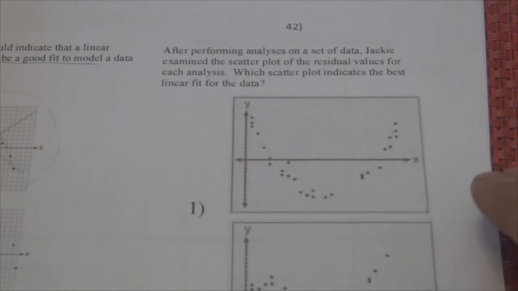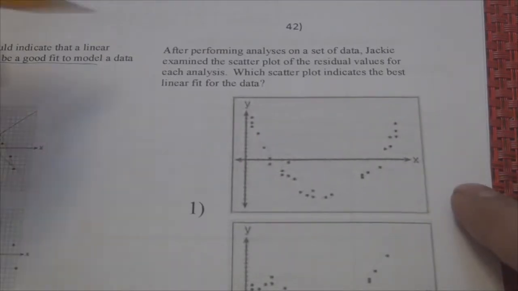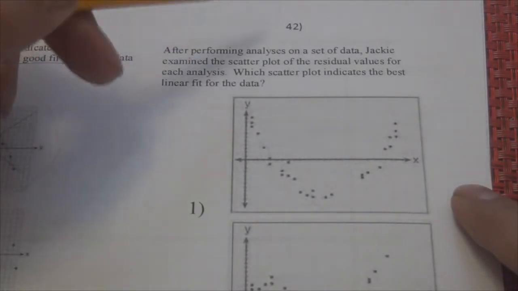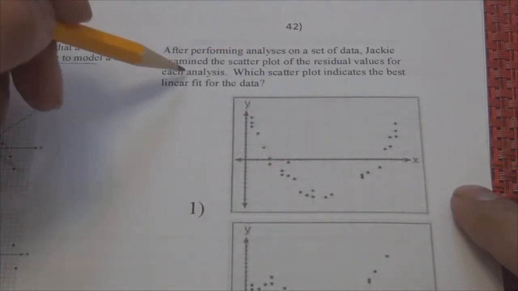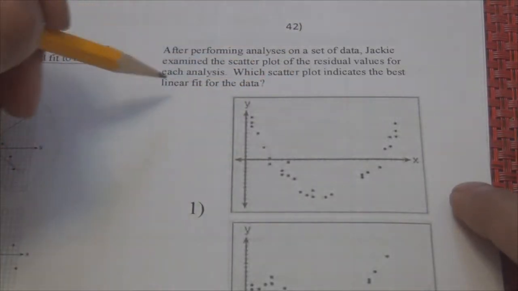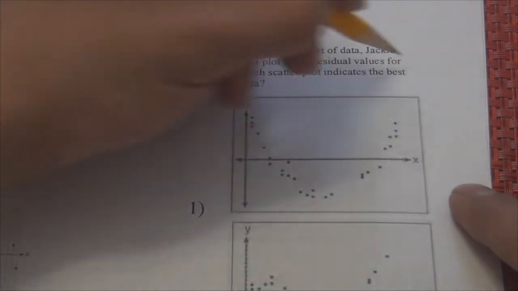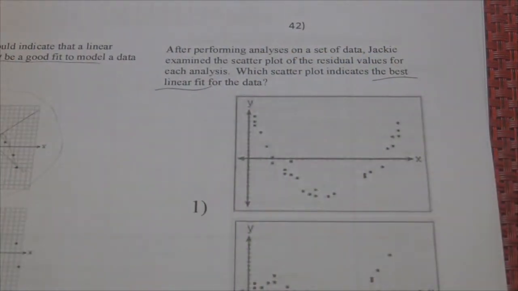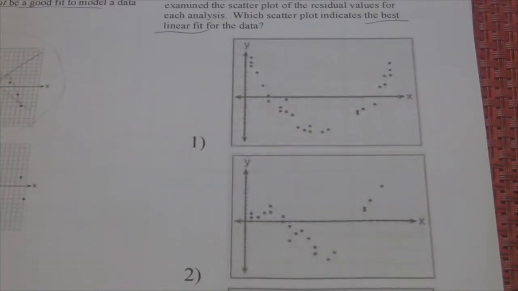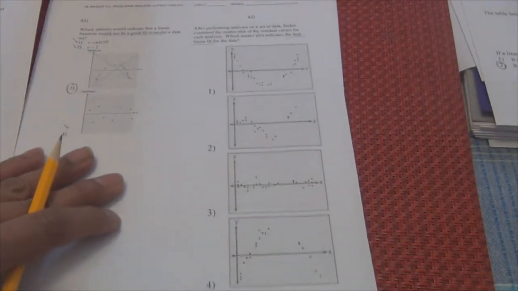It says, after performing analysis on a set of data, Jackie examined the scatter plot of the residual values for each analysis. Which scatter plot indicates the best fit? Which one do you think? I'm going to show you all 4 right here. Okay, there you have them.